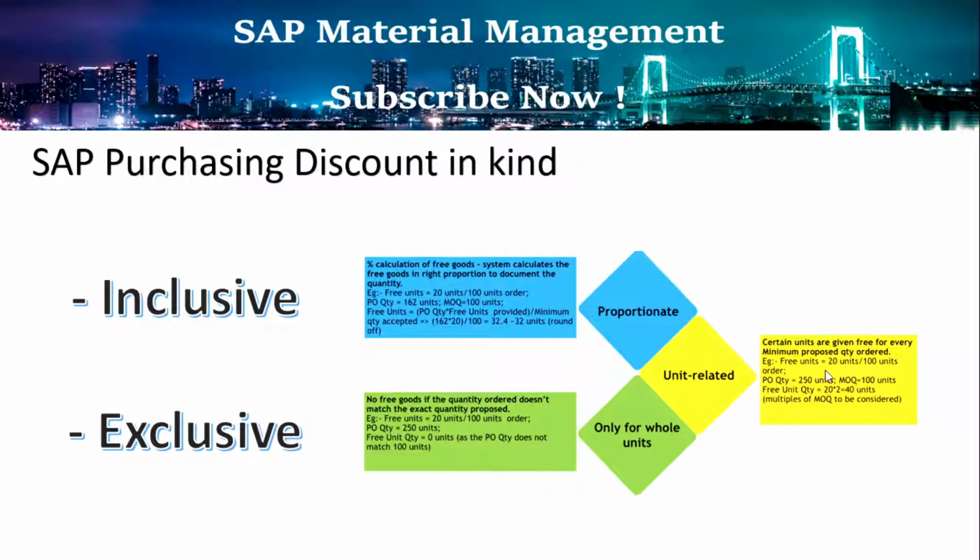Then we have the unit related. In this case, certain units are given free for every minimum proposed quantity ordered. So if we have the same 20 units every 100 units, we need to fulfill every 100 unit batch. So if we have 200 units, we will have 20 for the first 100 and another 20 for the second 100. This is completed. So we have 40. But for the other 50, we don't have any. We need to complete another 100 to get another 20.